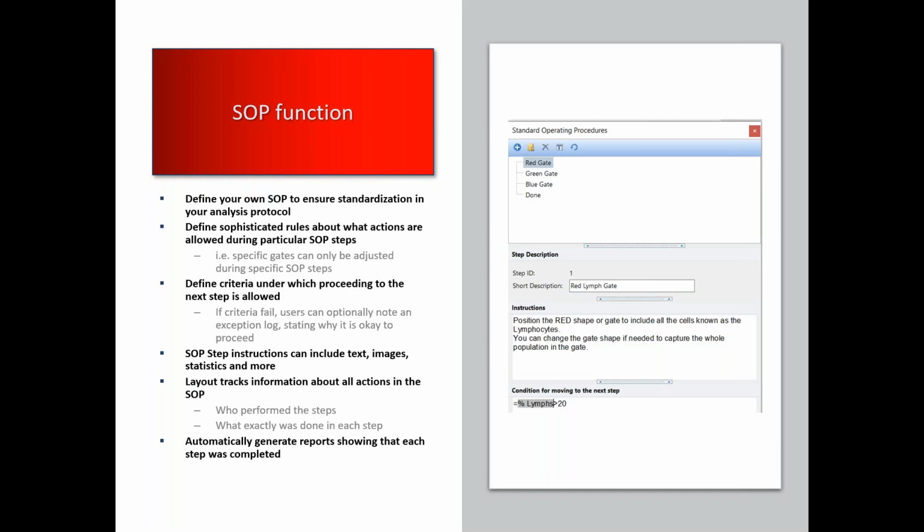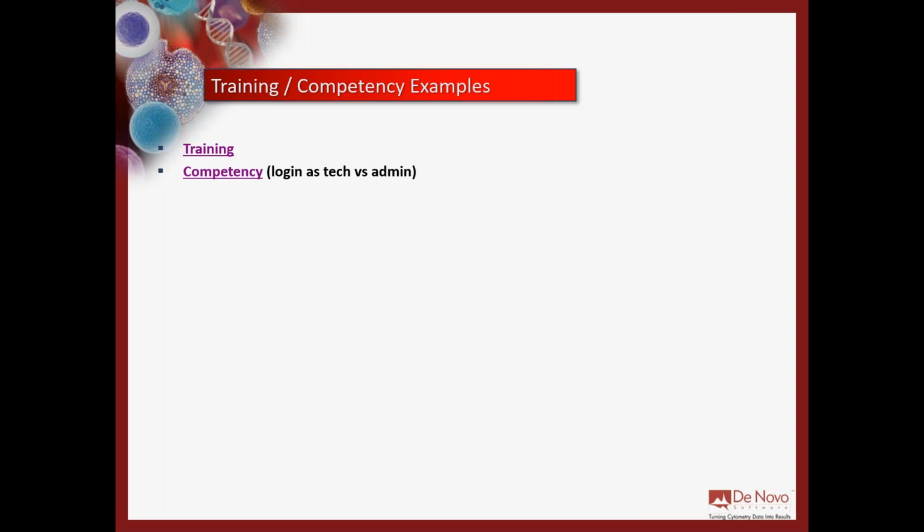The SOP instructions can include text and images and statistics and more. The document itself, the layout, tracks all the information about the actions that were done in the SOP, like who performed each step, what time it was performed, and what was exactly done in every step, and will automatically generate reports showing that each step was completed and by whom and when. So the SOP functionality can be used for just a normal standard operating procedure, but it can also be used for training and competency. And this is what I'm going to show a little example of here.